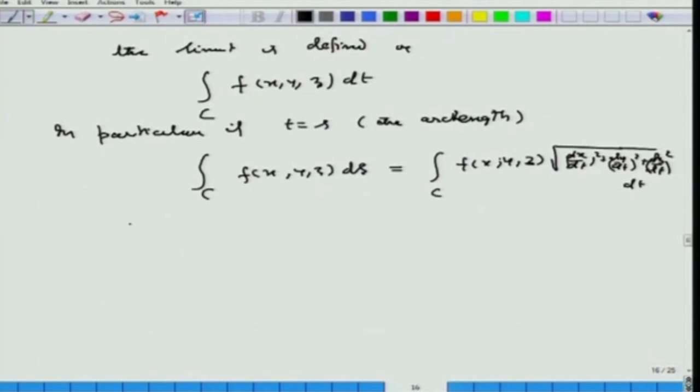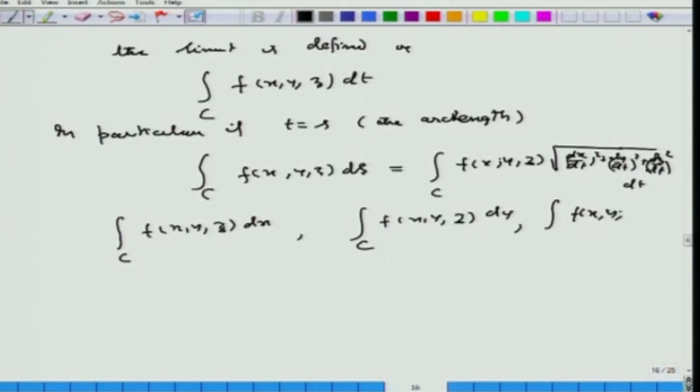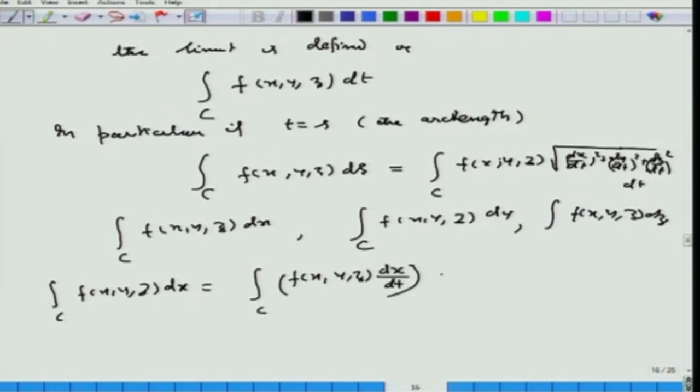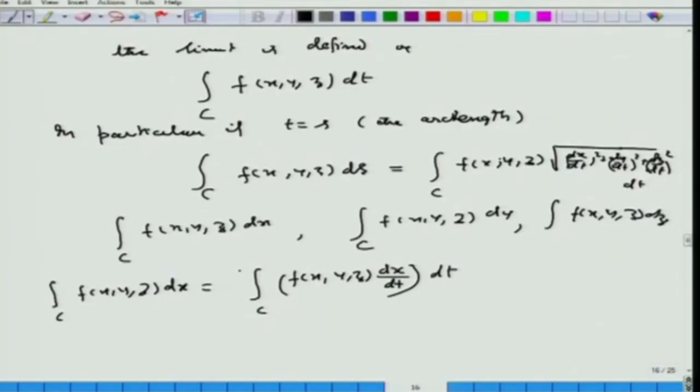There are other forms of line integral, like f of x, y, z dx over C, or f of x, y, z dy over C, or f of x, y, z dz. These are actually particular cases of this, because f of x, y, z dx can be written as f of x, y, z times dx by dt dt. If we treat the parameter as the arc length, then we have everything as a function of s. If we take the general parametric representation where the parameter is t, then we can have this. So these are nothing but particular cases.